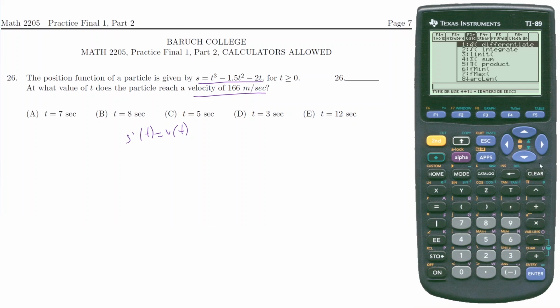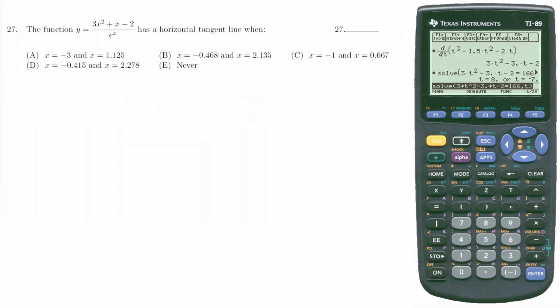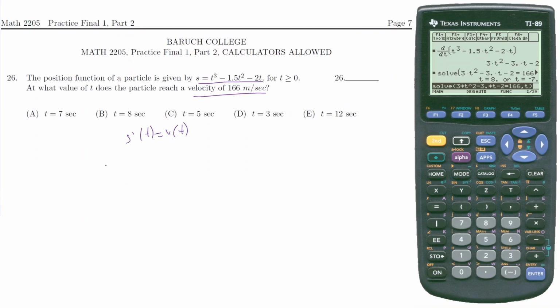And then I just need to use the solve function. So let's proceed. So here we got the derivative of t cubed minus 1.5 t squared minus 2t comma t. Boom. And then after this, we have to solve it. Never type it again. Save your time on the test. So here we just need to solve. Boom. So t is equal to 8 or t is equal to negative 7. So the answer is B.